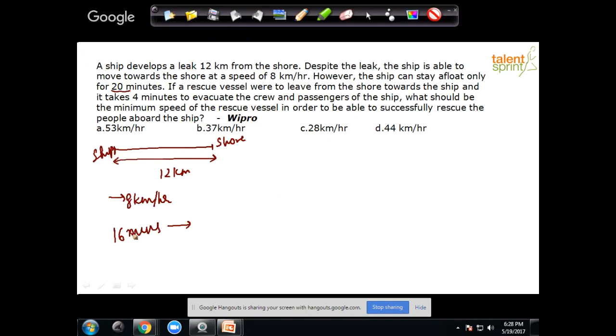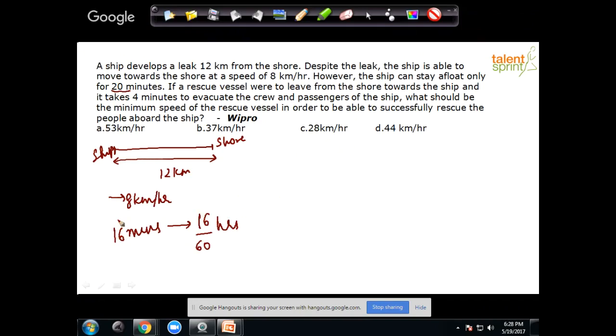It is nothing but, see, 16 minutes is what? Now, another thing: when you solve a question on time and distance, you should be very clear that all the given information should follow the same units. Kilometers per hour means everything in the same units. If it is kilometers per hour, everything should be in terms of kilometers per hour. If it is meters per second, everything should be in terms of meters per second. So it is 12 kilometers and 16 minutes, right? So minutes is how many hours? 16 minutes is nothing but 16 by 60 hour.